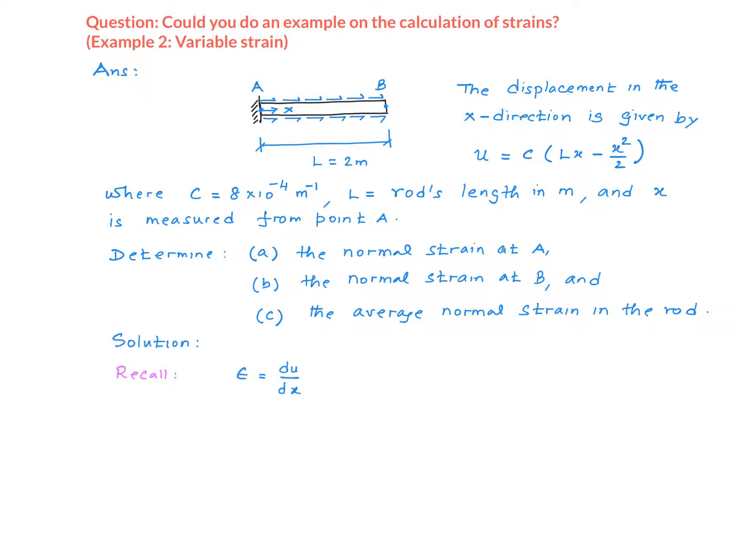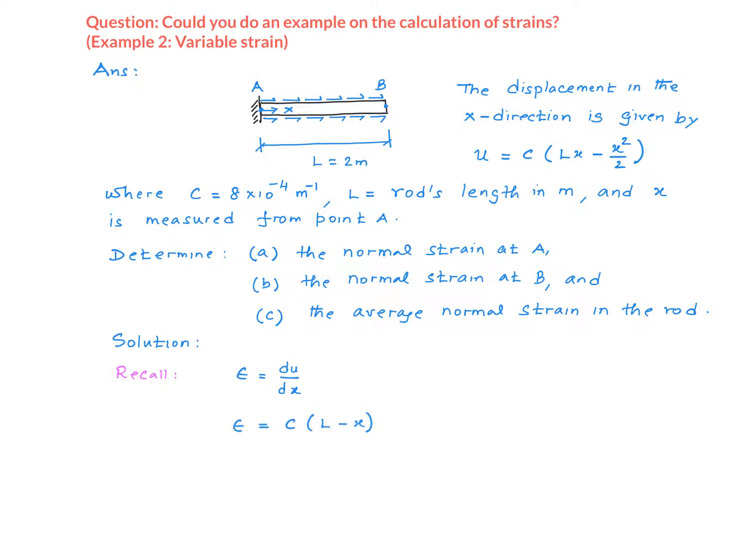Since u is a function of x, we have to use the calculus definition of the normal strain epsilon, which is this. The strain in the x direction equals the first derivative of the displacement u with respect to x. A side note is that in two-dimensional problems, u will be a function of x and y, and then in that case, this will be a partial derivative as opposed to an ordinary derivative.